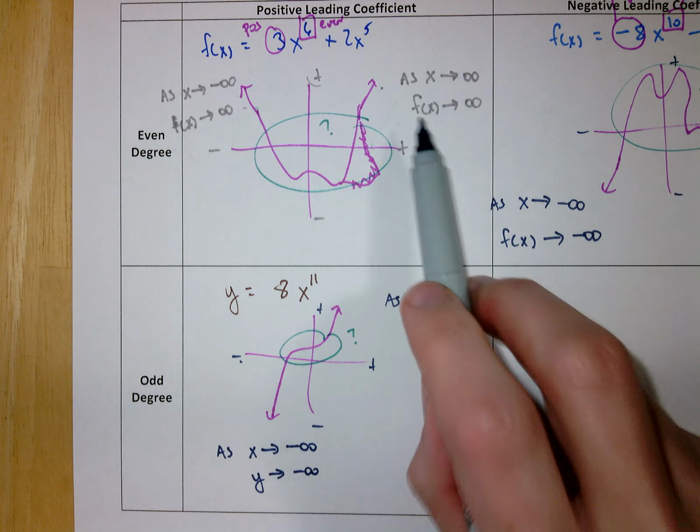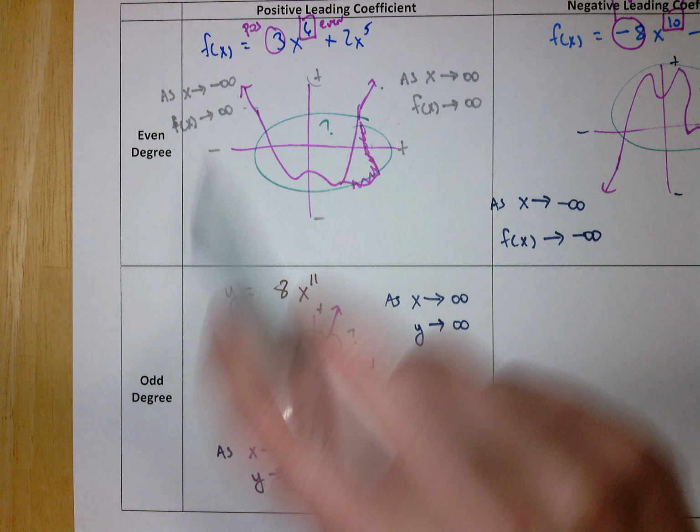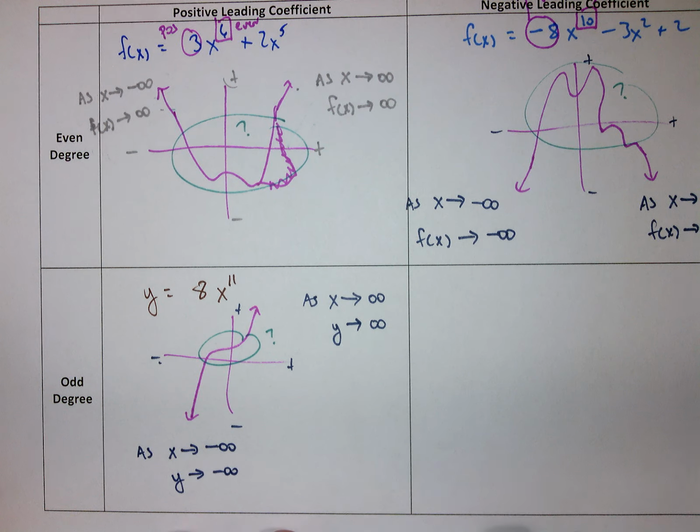Determining if it's f of x or y, you literally just look at the equation they give you. If it says f of x, you use f of x, and if it says y, you use y. That's nothing complicated or fancy. You just match it to whatever you have.